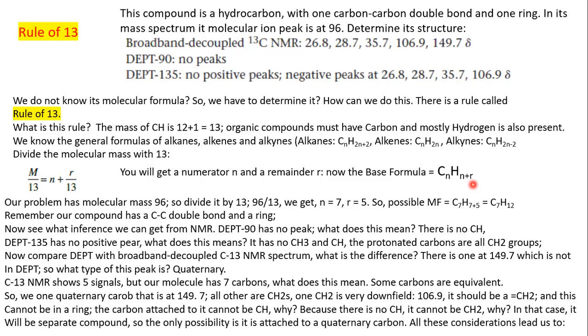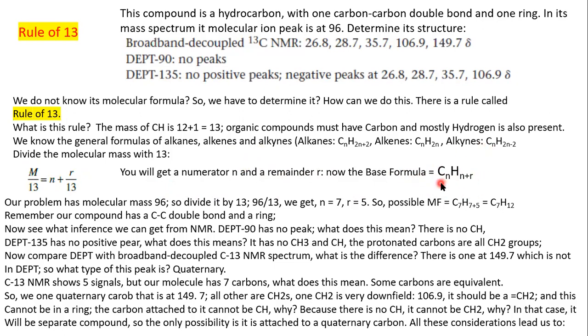What is n? n is the numerator. When we divide the molecular mass of our compound by 13, we get a number and a remainder. This numerator number is n and the remainder is denoted by r. And this is just a simple formula.